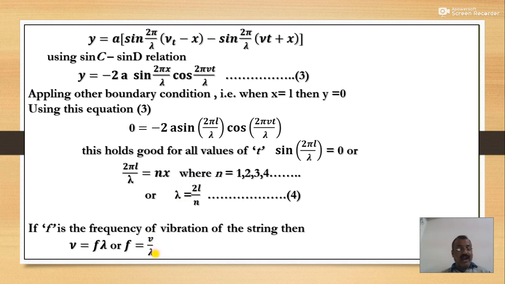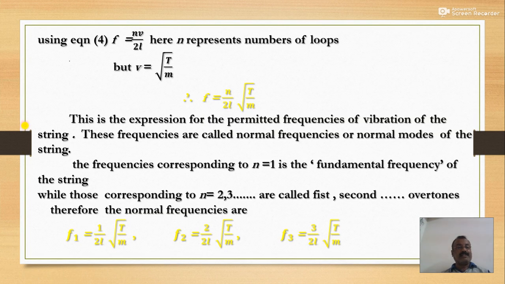Substituting for v and lambda, we can write the expression as f = nv/2L, where v is the square root of T by m. The expression for the frequency is obtained: f = n/2L times the square root of T by m. This is the expression for the fundamental frequency of a vibrating string, or the normal frequencies or normal modes of the string.